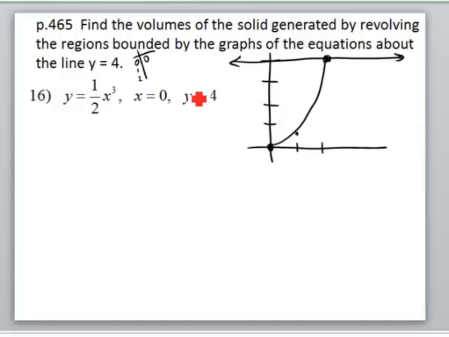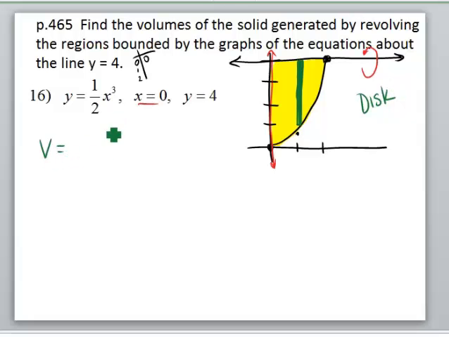X equals 0 is the y-axis here. We're going to revolve this about this axis. The area that I'm revolving is right here. I'm going to go ahead and put a little rectangle standing for a section that I would be revolving about the y equals 4 line, so I can picture in my mind what shape that would be. And if I'm revolving that about the y equals 4 line, I end up getting a disk.